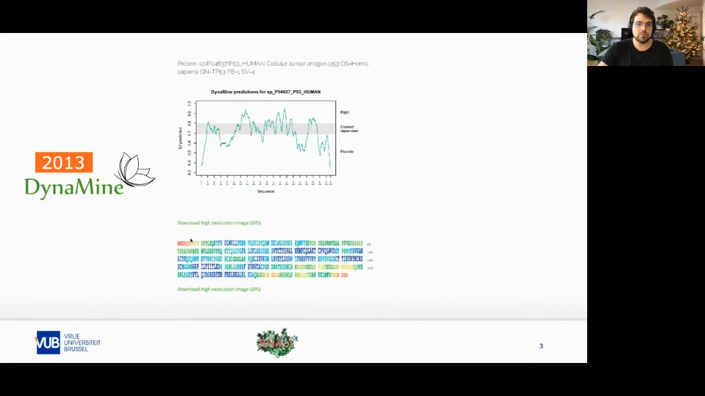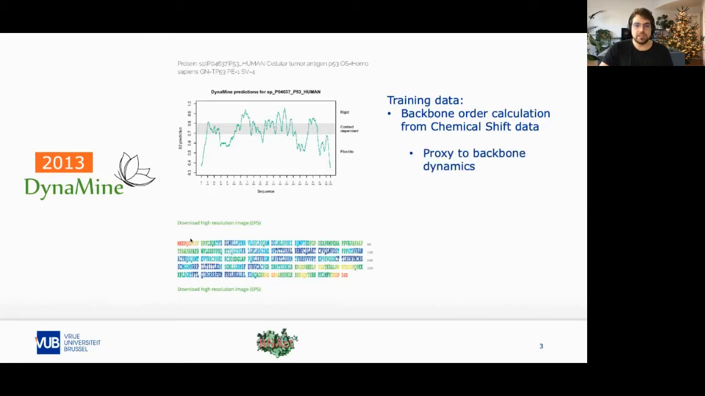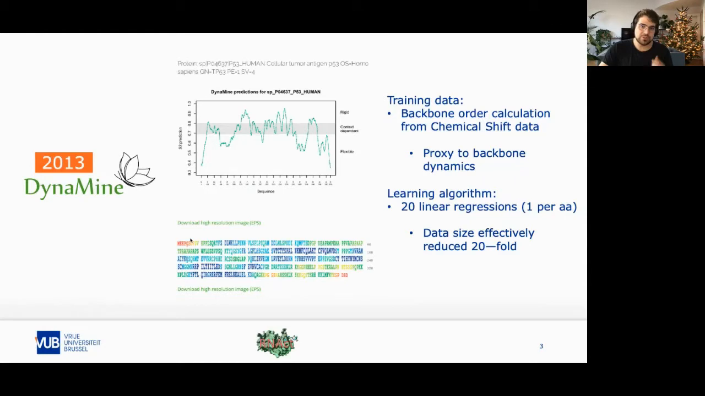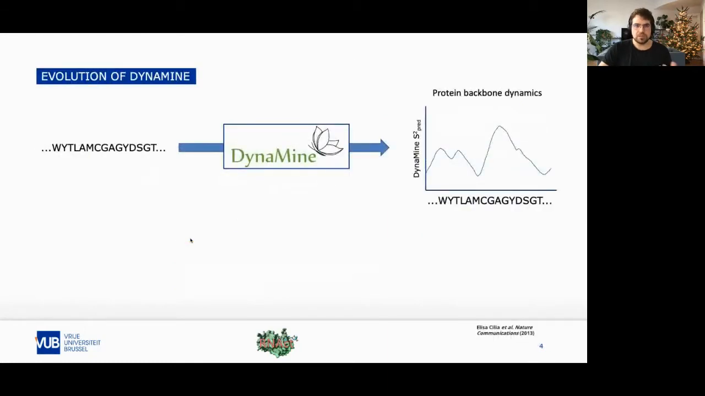Original DynaMine was software where you put in the protein sequence, and as an output, you had a prediction of the backbone dynamics. The training data used to make this predictor was backbone order calculated from chemical shift data. This is a proxy to backbone dynamics, although it's not directly backbone dynamics. The learning algorithm was 20 linear regressions, one per amino acid, which effectively reduces the training data 20-fold, and because of the limitations of the algorithm, it can only account for linear relationships.